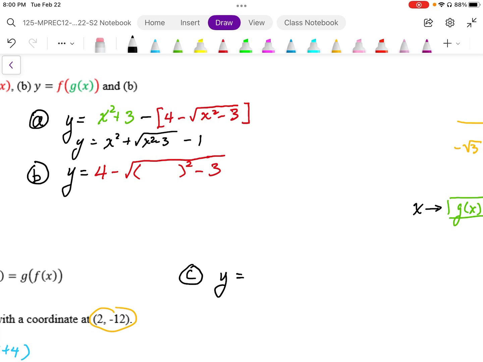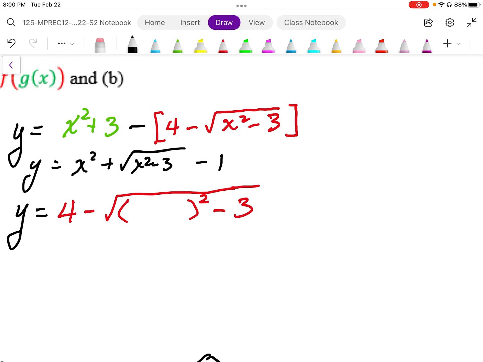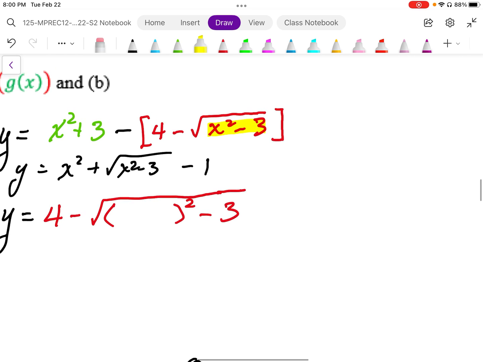So when we take a look at the domain of this function, the x squared plus 3 has no restrictions on the domain. The x squared minus 3 has no restrictions. However, the square root does have restrictions. In fact, the inside part of the square root is going to determine our restriction on the domain. So there are certain values of x that won't be allowed.